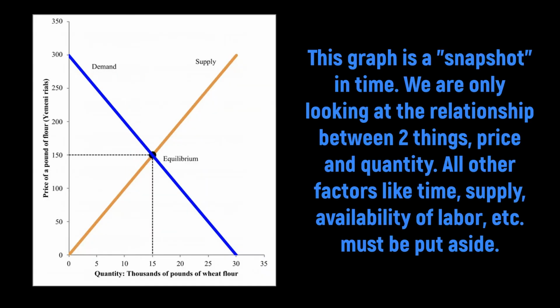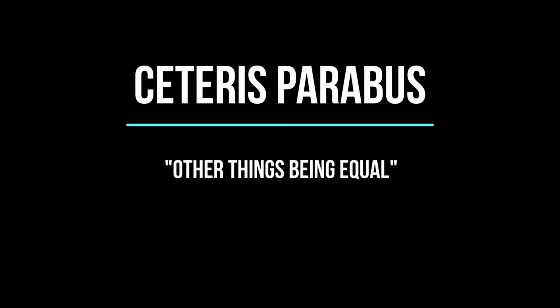Remember, when we look at these relationships, we are holding all other variables like time, supply, availability of labor, etc. constant. It's like a snapshot in time. No matter what, these graphs have what is called ceteris paribus, which means all other things being equal. Any supply or demand curve assumes ceteris paribus.